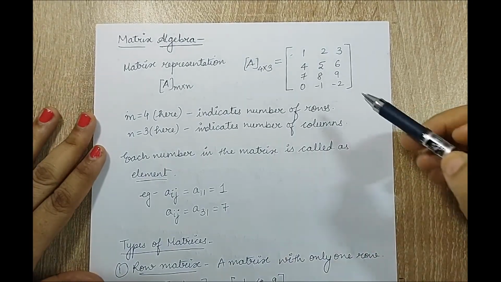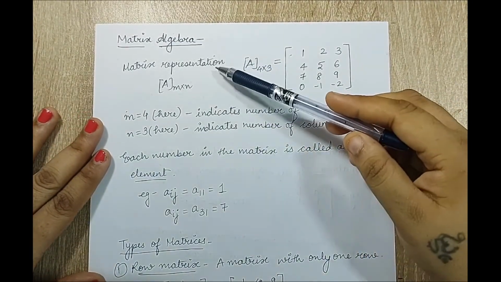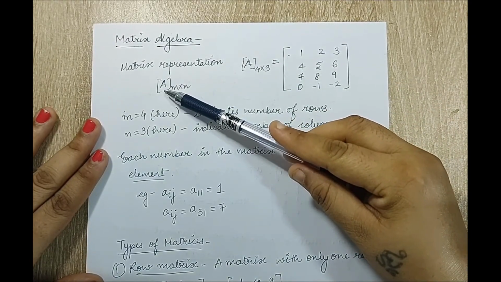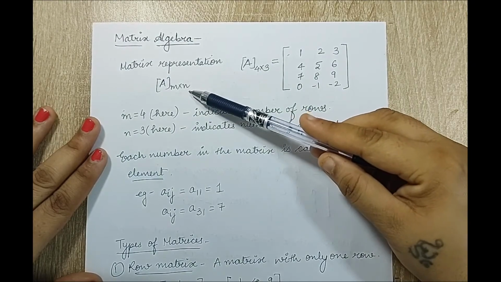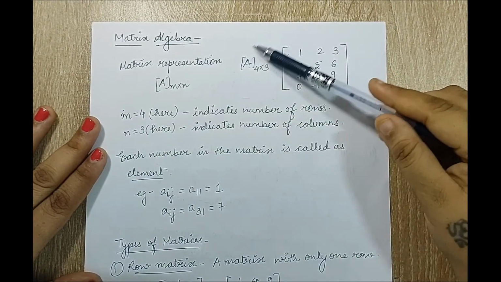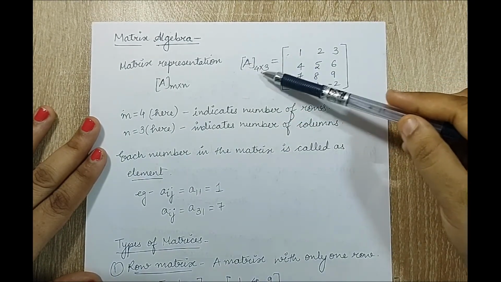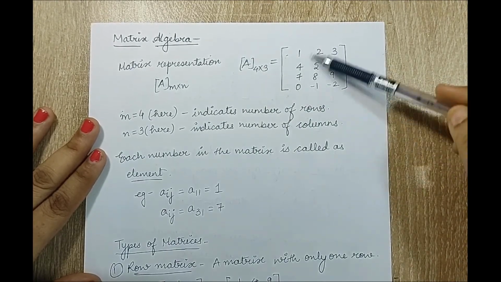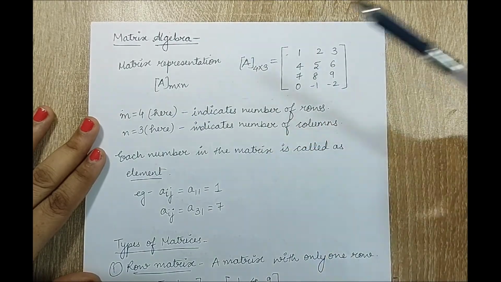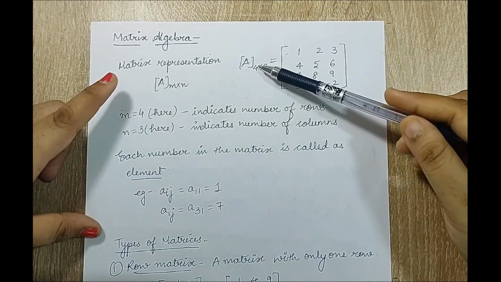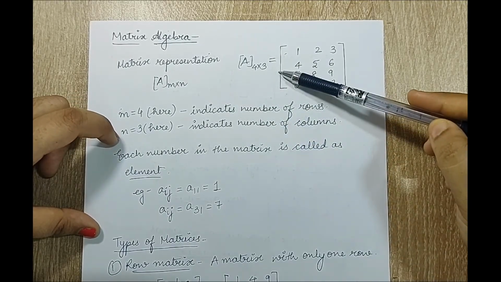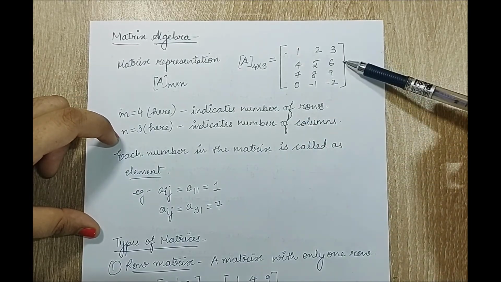So here you can see I have started with the representation of a matrix. This is how a matrix is represented. A is, say, the matrix, and M into N is the order of the matrix. Now I have taken an example here. A is 4 by 3. You can see there are 4 rows and 3 columns. So you can read here that the M value is 4, which indicates the number of rows, and N is 3, which indicates the number of columns.